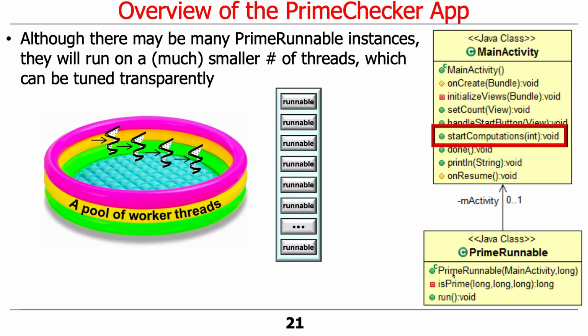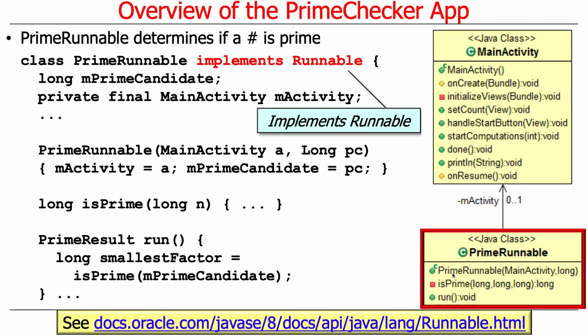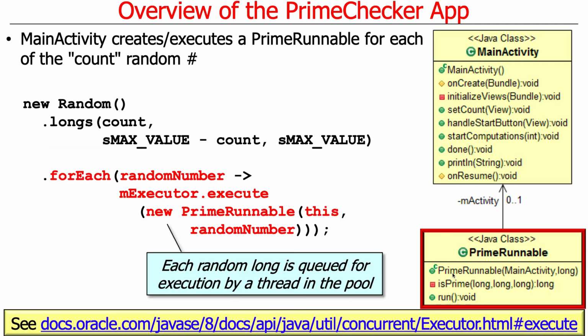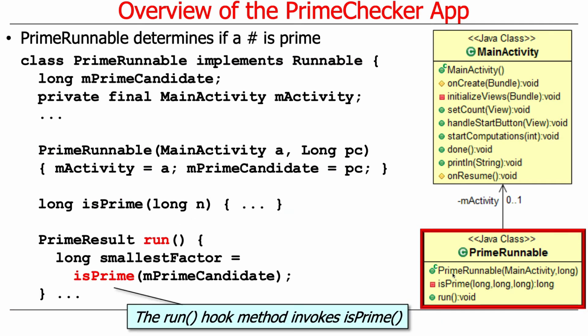So any questions about that? It's really pretty simple, but we're basically creating a bunch of random numbers. We're turning them into PrimeRunnables, and each of those things will then be run. When they run, they can check to see whether that number is prime. And then based on what they get as a result, they'll display that to the user.